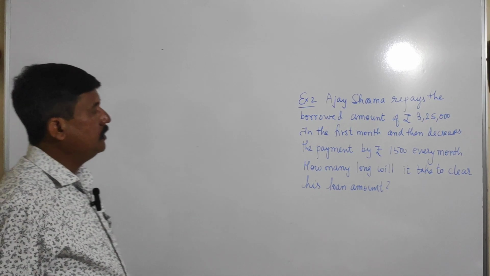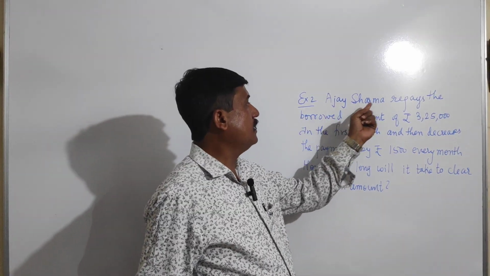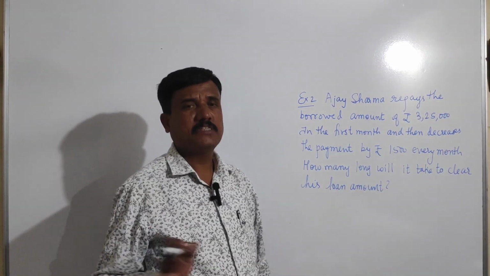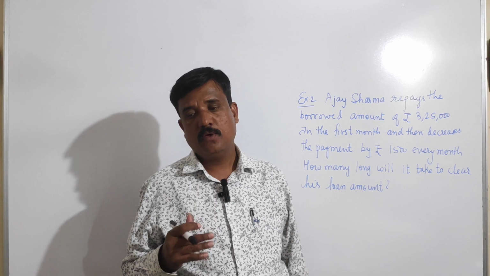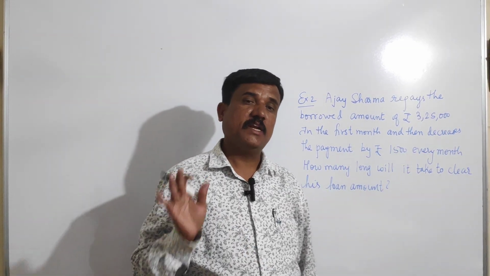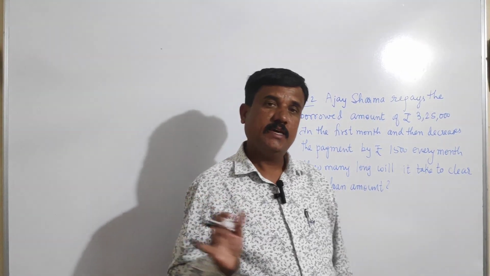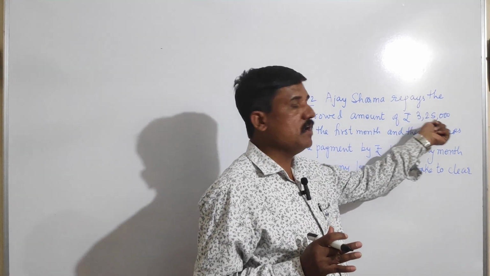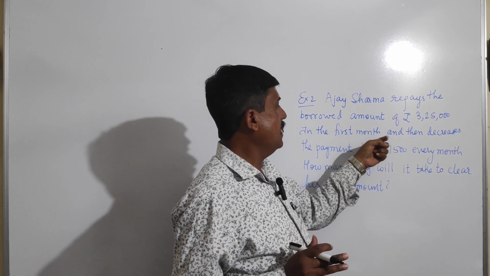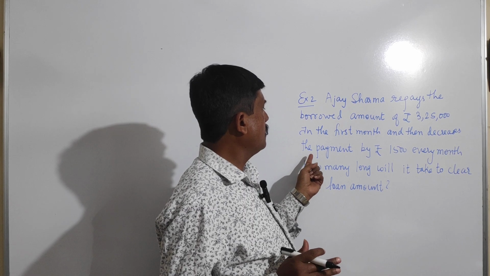Okay, next question. Exercise 2, solve example. Ajay Sharma repays the borrowed amount of rupees 3,25,000. Here it is not mentioned whether it is with interest or principal amount, so it is including interest only. You don't have to think whether it is only the loan amount or principal amount or with interest. What is the amount given? 3,25,000. Keep this as 3,25,000 only. In the first month, and then he decreases the, stop.